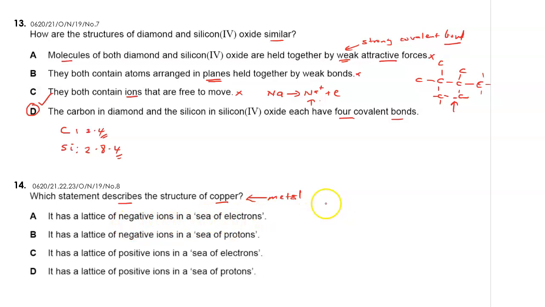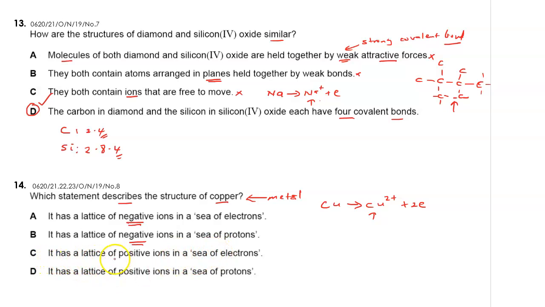Copper will release 2 electrons to have a positive charge. So this is a positive charge, not a negative ion. So this is a positive ion. So both B and A are not correct because they are talking of negative ions.